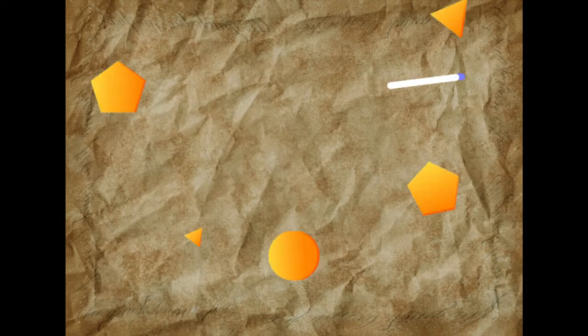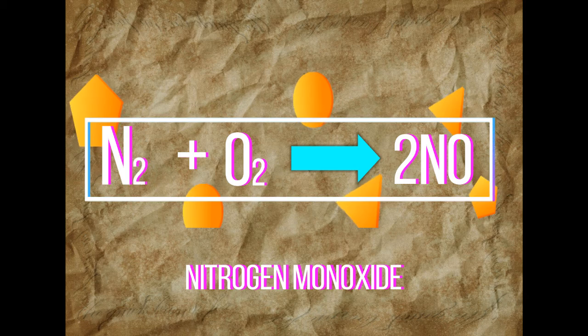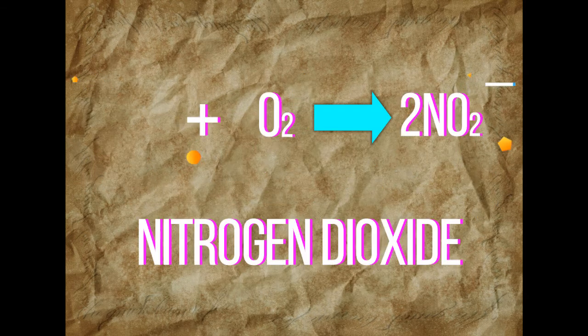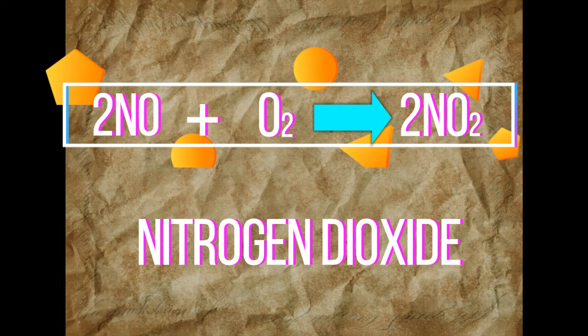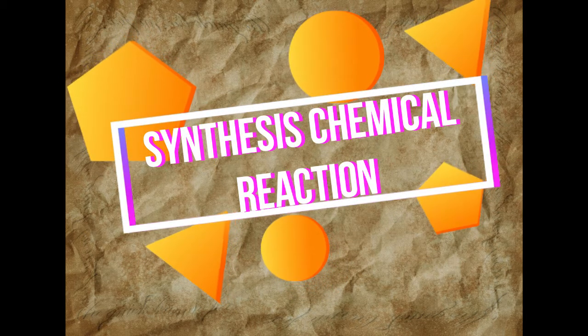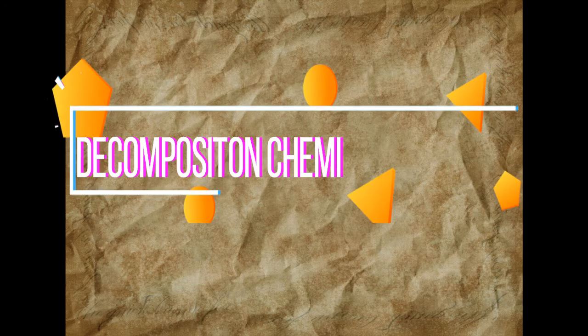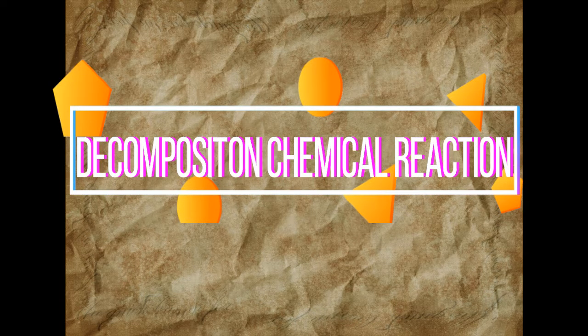I will show you two types of chemical reaction involving nitrogen oxide gas. When nitrogen gas and oxygen gas combine, it produces nitrogen monoxide gas. Nitrogen monoxide gas collides with oxygen gas. It produces nitrogen dioxide. This is a synthesis type of chemical reaction. Nitrogen dioxide gas, when dissolved in water, produces nitric and nitrous acid. It is a decomposition chemical reaction.